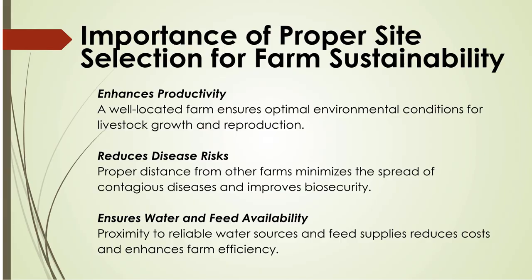All right, next, reduce disease risk. A proper distance from other farms minimizes the spread of contagious diseases and improves biosecurity. So there is also a guideline for building a new farm. If we are in a farm and then we want to build a new barn, the distance between new barns is 30 feet.